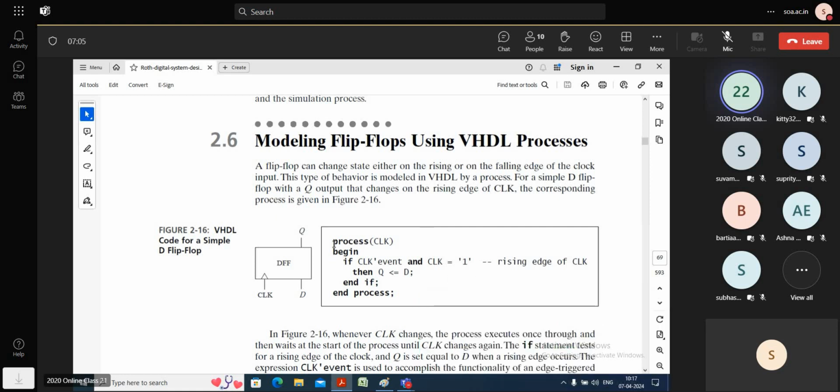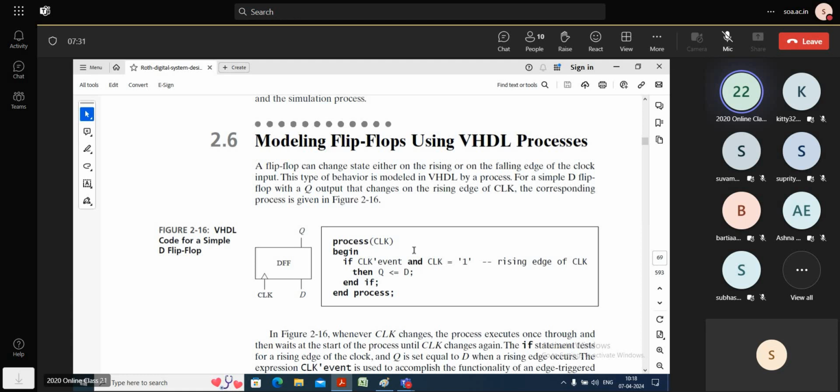So what will we write? This is the keyword process. Then, if the clock changes, so this is sensitive to the clock. If the clock changes, then the sequential statements will be executed. So this clock, or CLK, we need to put in the sensitivity list. So you're writing this CLK. Then you have to write the begin keyword.